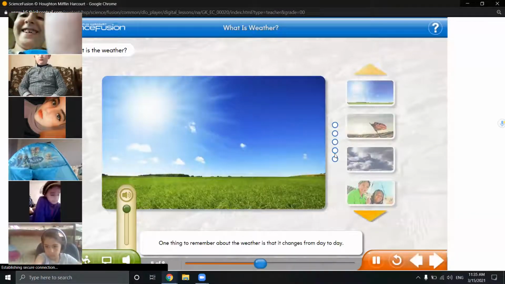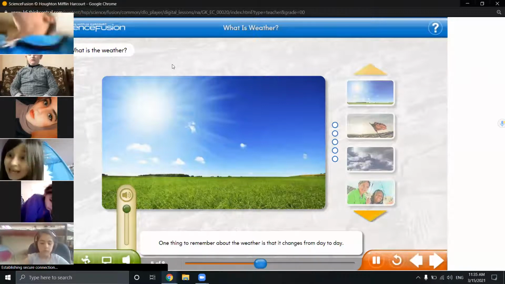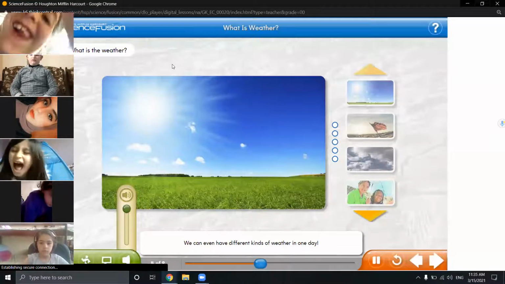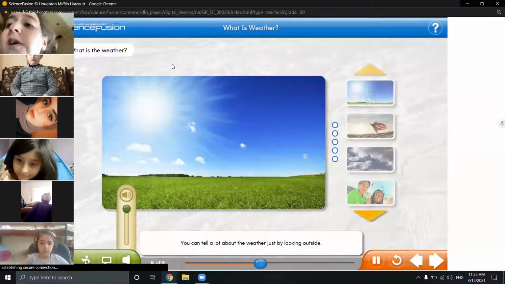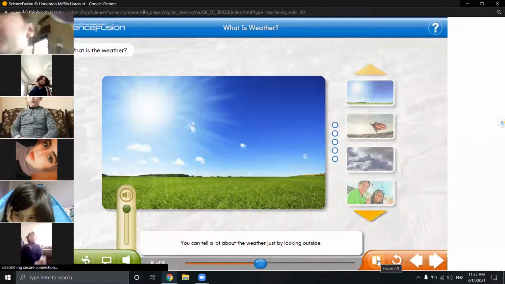One thing to remember about the weather is that it changes from day to day. We can even have different kinds of weather in one day. You can tell a lot about the weather just by looking outside.